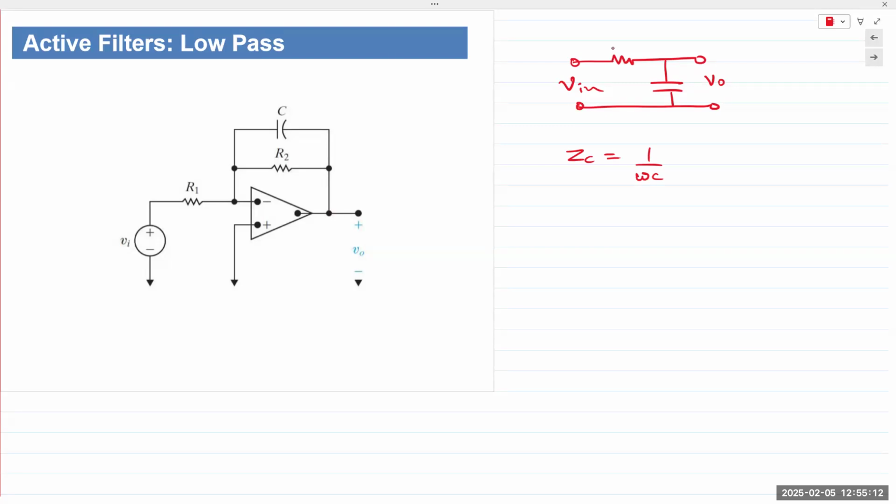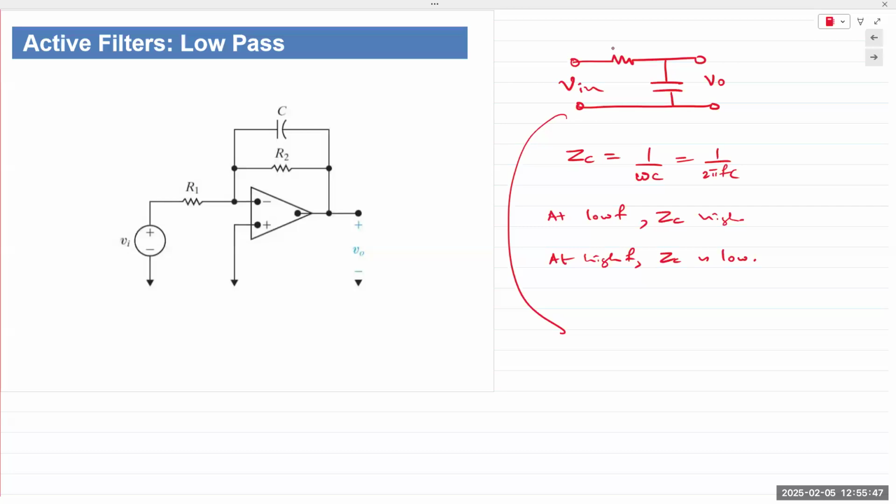So at low frequencies, capacitor behaves like an open circuit. So at low frequencies, this is 1 over 2 pi fC, so ZC is high. And when f is equal to 0, meaning DC, capacitor behaves like an open circuit. At high frequencies, ZC is low. At very high frequencies, capacitor behaves like a short circuit. So this one right here, sorry, not ideal diode analysis. What am I saying? This previous class was ideal diodes.